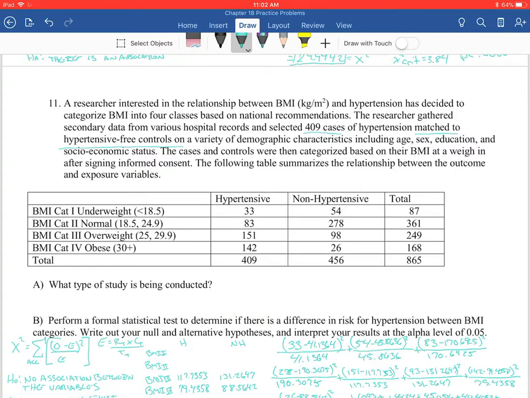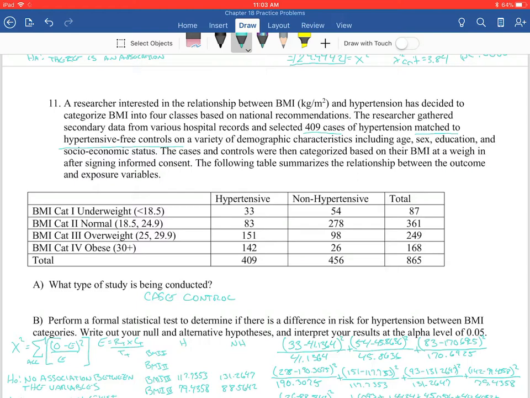So first thing we're looking at is what type of study design this is. As you saw, I underlined a couple of examples there. If you have your cases and you're matching them to controls, you can kind of guess where this is going. When you have a disease and then you're matching them to people who are disease-free at the time, this is going to be a case control study design.